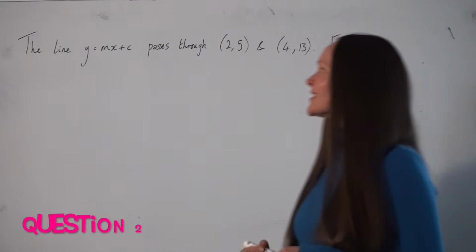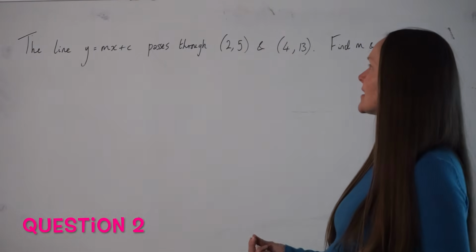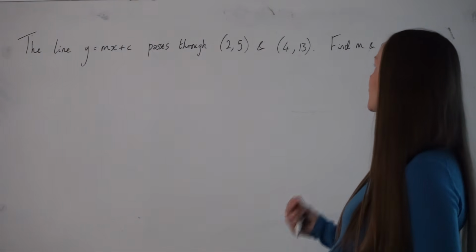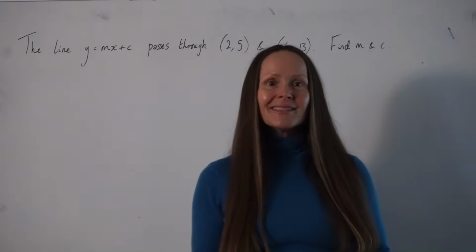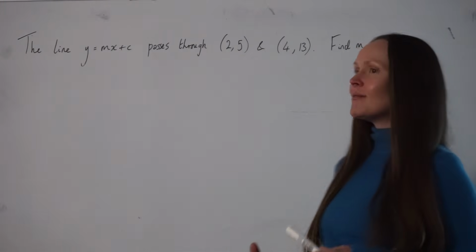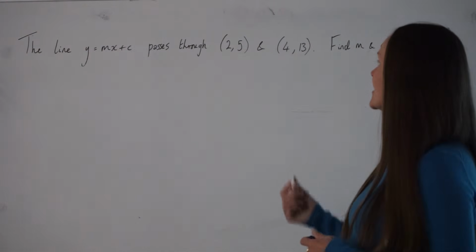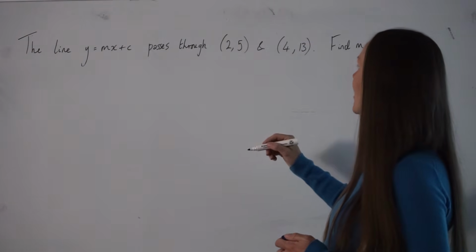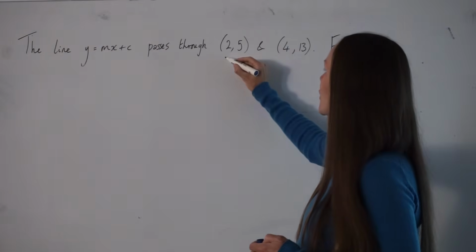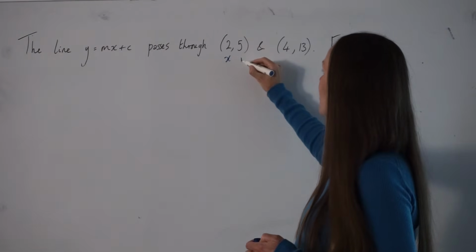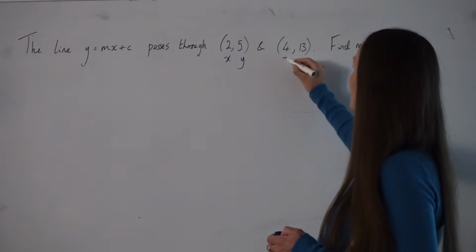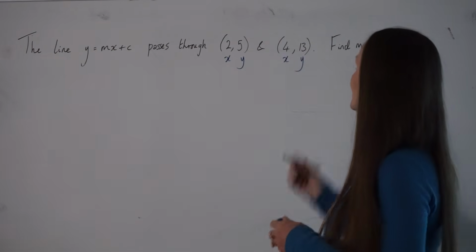In the next question, it says the line y equals mx plus c passes through (2, 5) and (4, 13). Find m and c. So again, we're looking for information in the question that we can use to form equations. In this question, we've been given points on a line. So for this point here, we know that when x is 2, y is 5, and for the second point, when x is 4, y is 13.